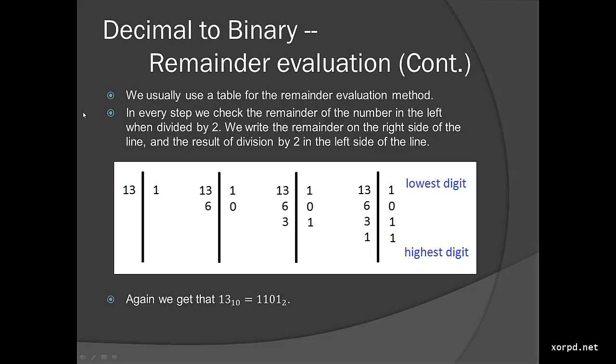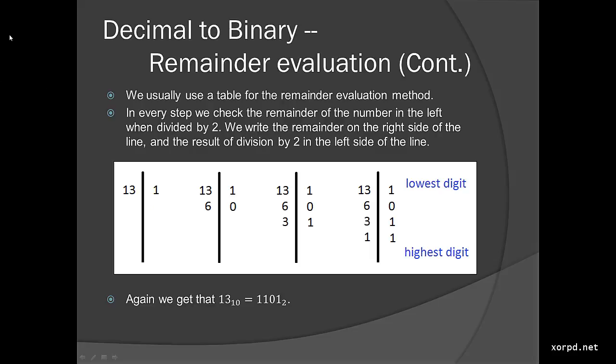In every step, we check the remainder of the number on the left when divided by 2. We then write the remainder on the right side of the line and the result of division by 2 on the left side of the line. Let's look at an example. We have here the number 13 and we want to understand how to represent it in the binary base. So every time we just try to divide it by 2 and find out the remainder.